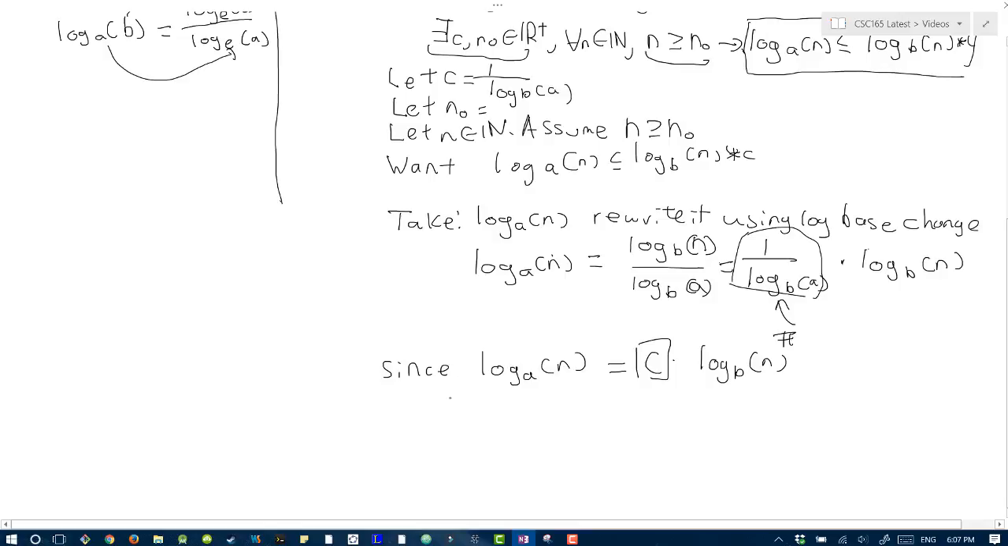And if that's the case, then we know that log A of n is smaller than or equal to C times log B of n. And this is because we know it is equal to, so we know it is smaller than or equal to. And that finishes the proof. All right, we also need to choose n naught here. So I guess n naught can be 1, which works out just fine.